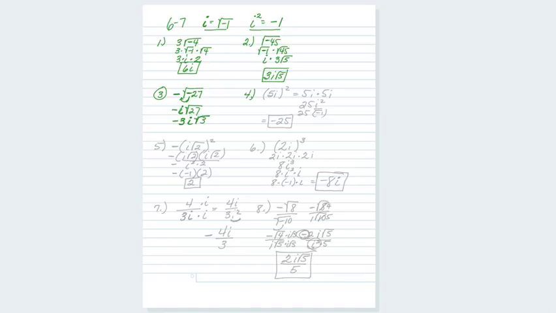Example 4. Let's say that we're squaring. If I have the quantity 5i squared, that means 5i times 5i, which is 25i squared. Because i squared is a negative 1, this is equal to a negative 25.